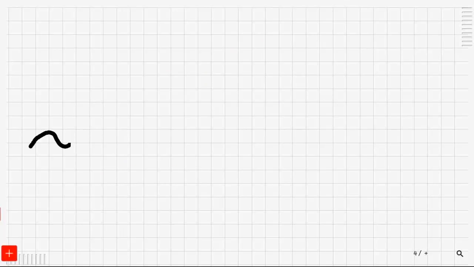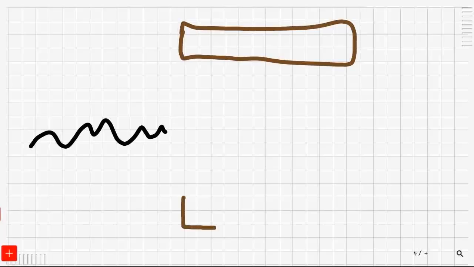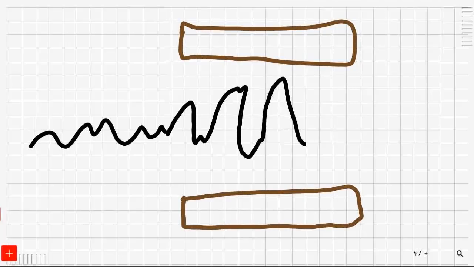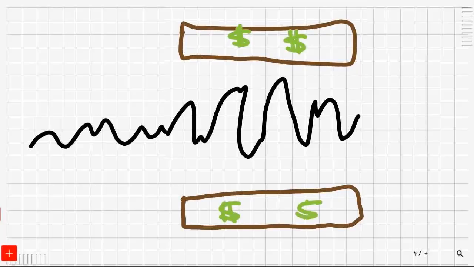Let's say you've got a stock moving sideways. You want to set boundaries above and below like bread. As long as the stock stays within the boundaries, you make money. You might be thinking, how does that work? How do I generate income from this trade, especially if the stock just moves sideways?